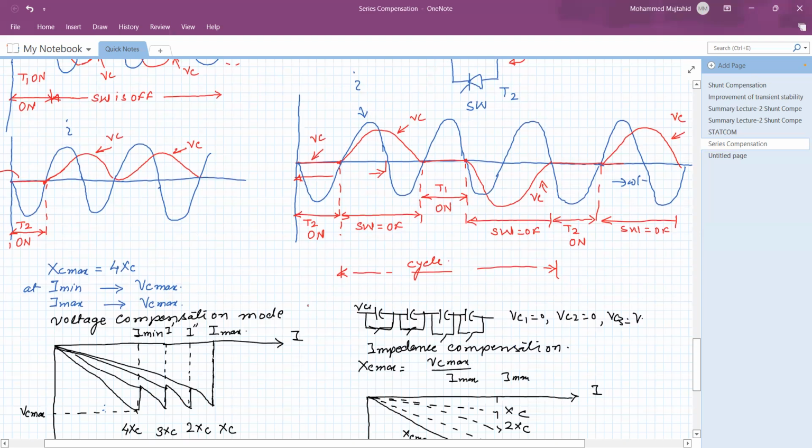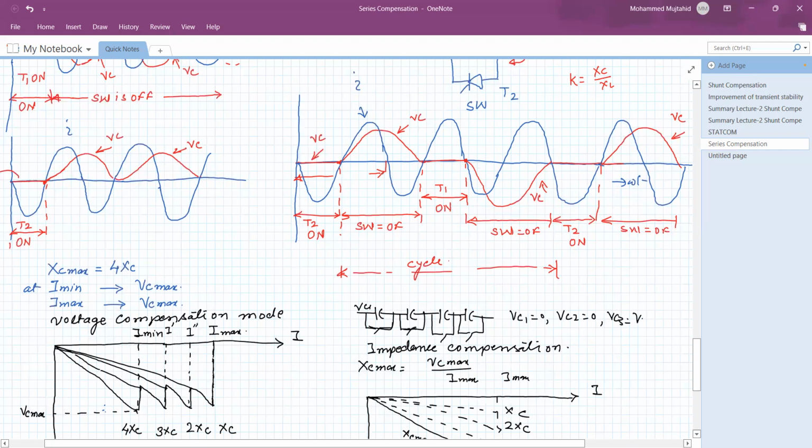The second difficulty associated with the thyristor switch capacitor is when a high degree of compensation K, which is equal to XC upon XL, that is the total reactance of the transmission line, is wanted. If you want a higher degree of compensation, it becomes difficult to obtain it with the help of the thyristor switch capacitor.